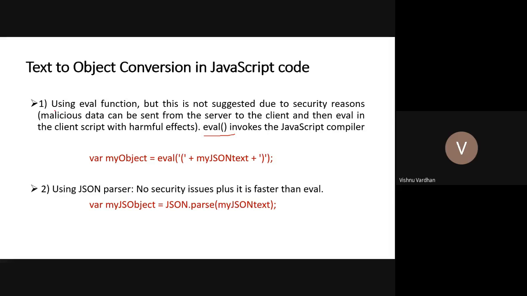What are they? Using the eval function, which is not suggested due to security reasons. This is a JavaScript implementation actually. Eval was already there in JavaScript before the existence of JSON. It's not a newer one specifically targeted towards JSON. Eval is already there in JS. It is not suggested due to security reasons. Malicious data can be sent from the server to the client, and then eval in the client script can harm the web implementations, whatever logic you have provided.